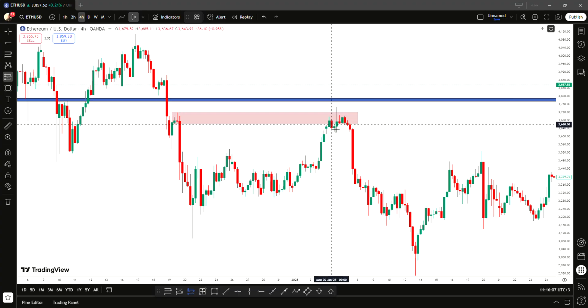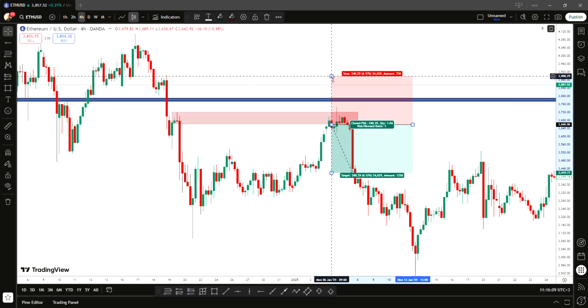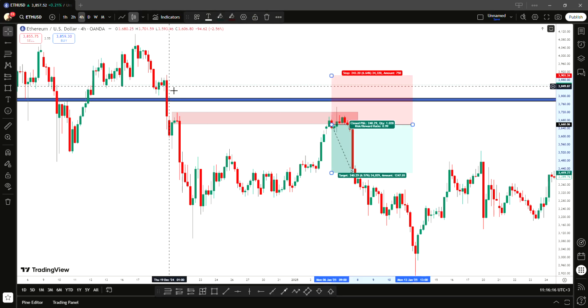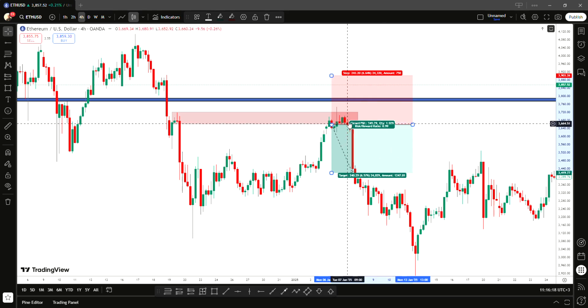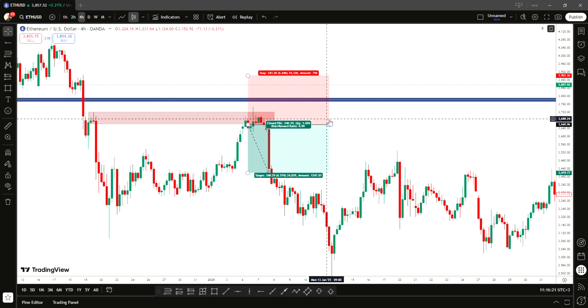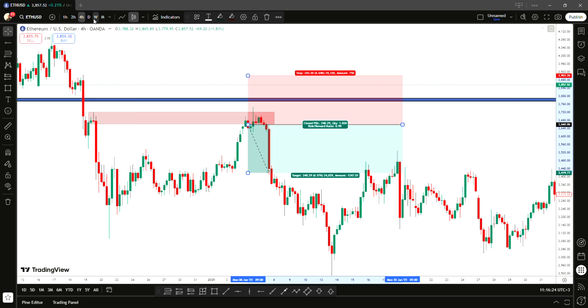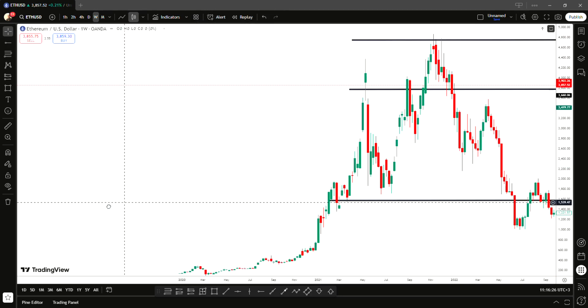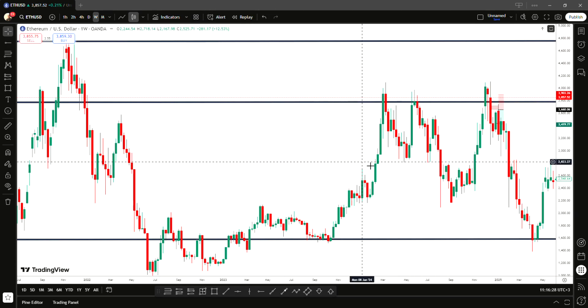But for me, I would not wait for that, because I don't know what would happen. So I'll just enter from there and put my stop losses slightly near this another supply zone here, just in case it goes through this, it will react from that. And then your target now should go back to the weekly zone.